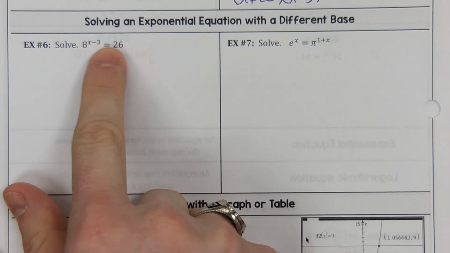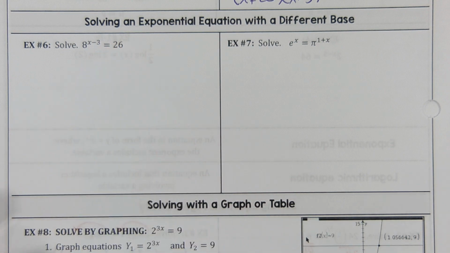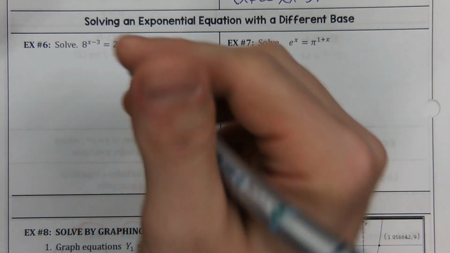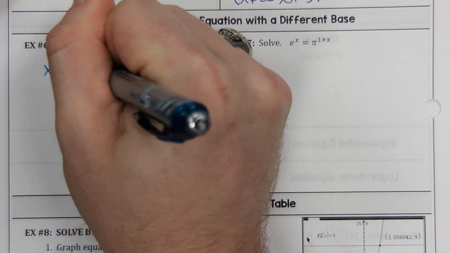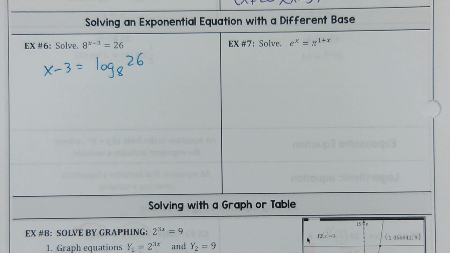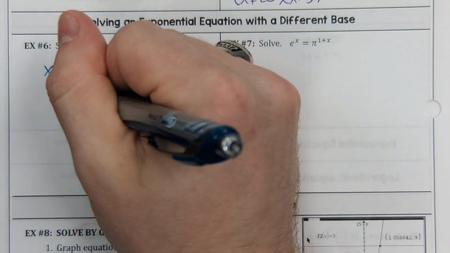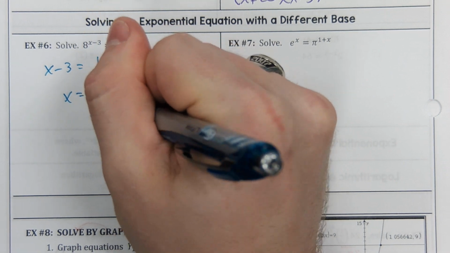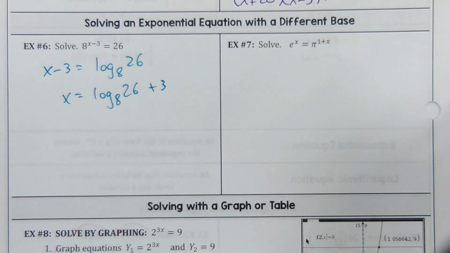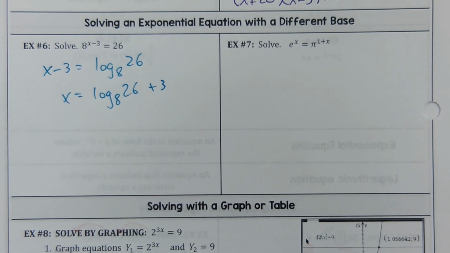I don't really have the room to squeeze that in here. Just know that I put a log base 8 on this side and a log base 8 on that side. When I do that, it gets me x minus 3 equals log base 8 of 26. So you get x alone by adding 3. So the answer is log base 8 of 26 plus 3.